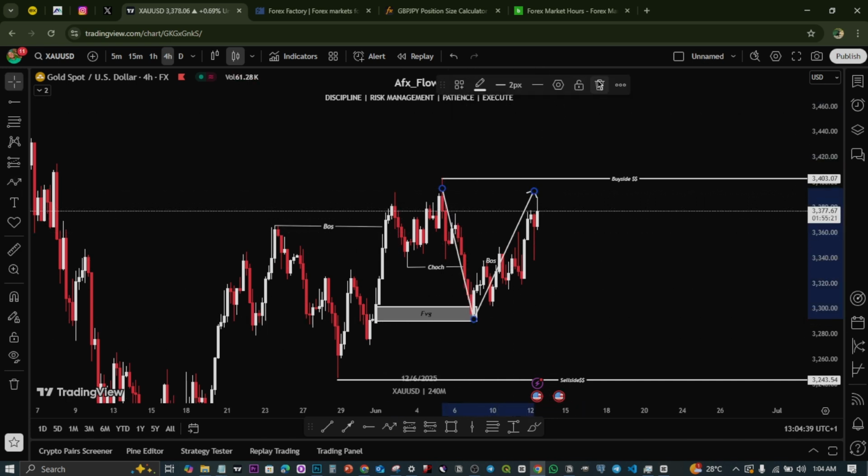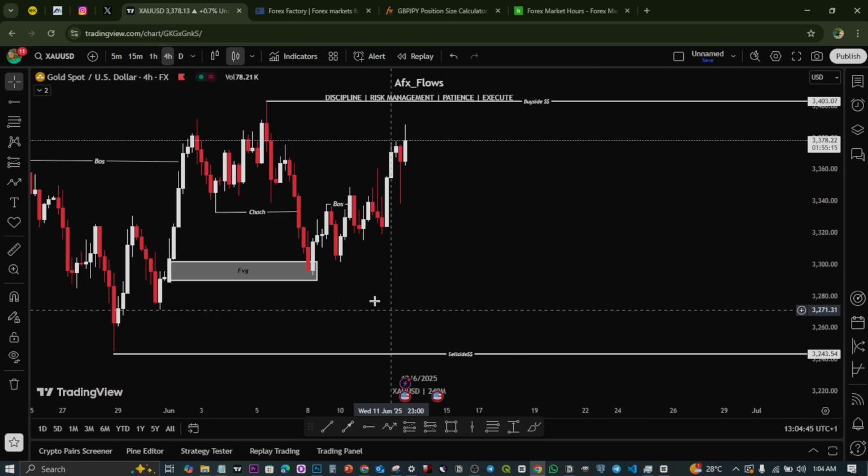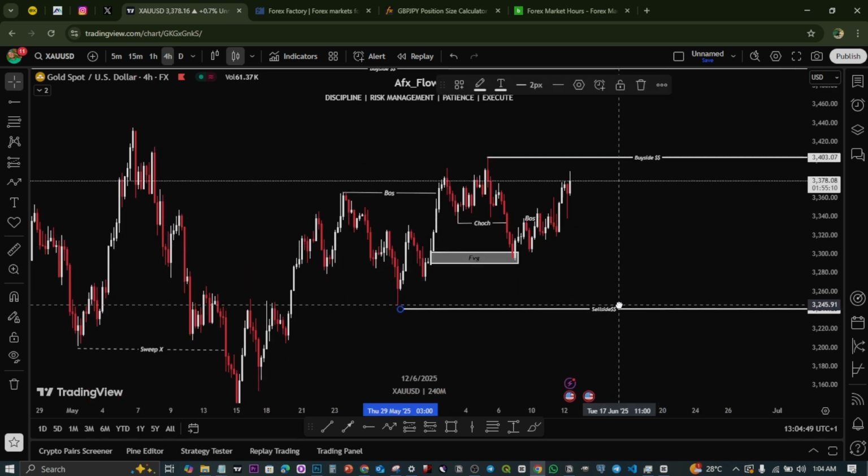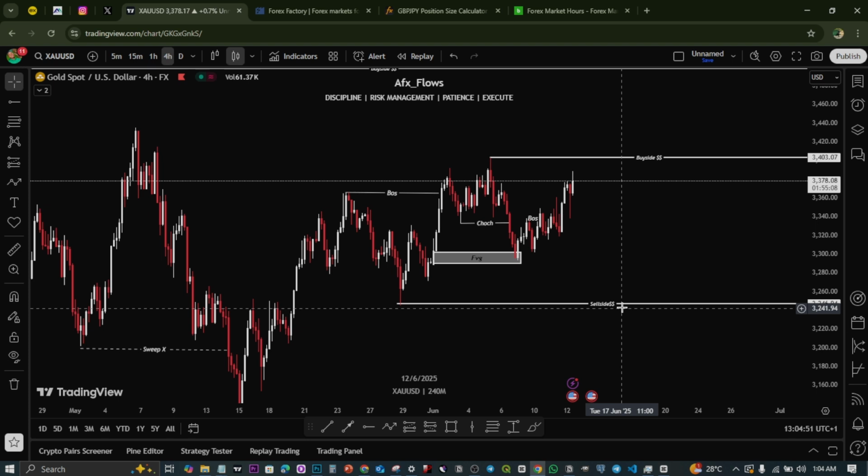So gold is retracing, sorry. So moving down to my 1 hour, because I've not seen a zone in which I want to take gold from. But gold is currently in an uptrend. Gold is in an uptrend, so I'm looking for opportunities to buy.